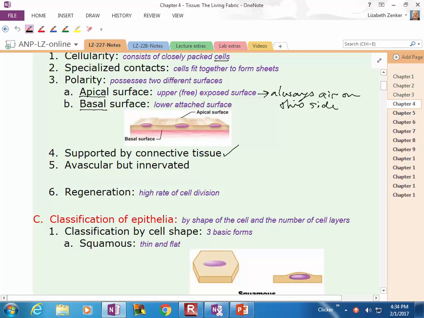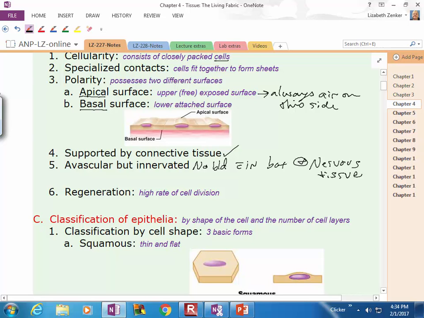Avascular but innervated. What does that mean? No blood but nerves. Exactly, no blood but nerves. So avascular means no blood. A something means no something. So avascular, no blood within, but it does have nervous tissue. So I just put a positive sign, positive for nervous tissue.